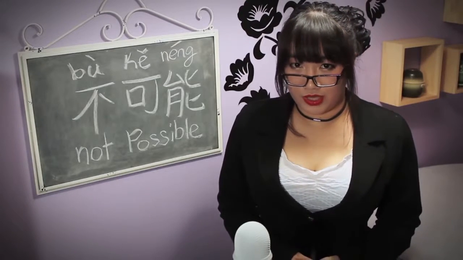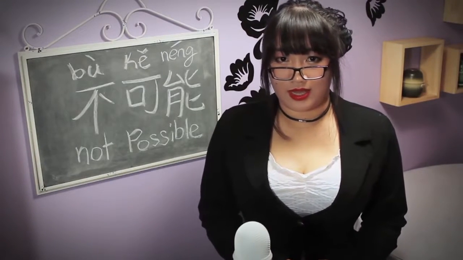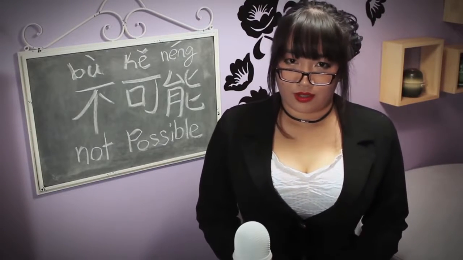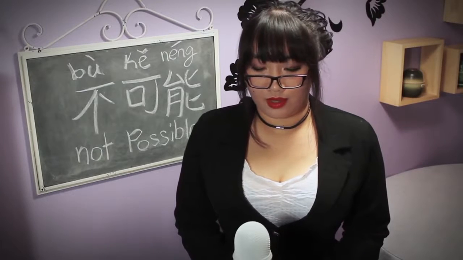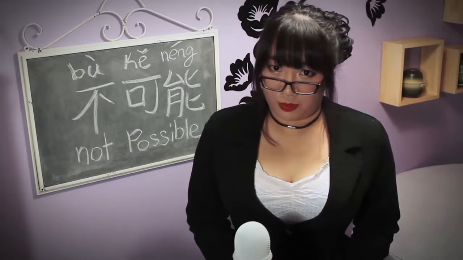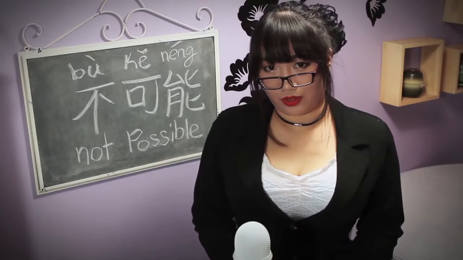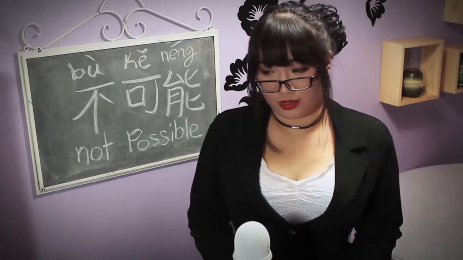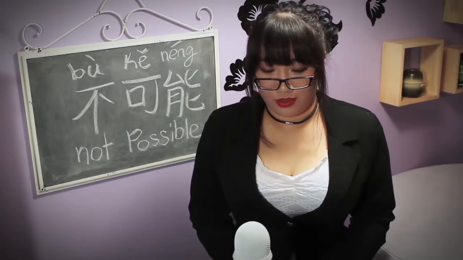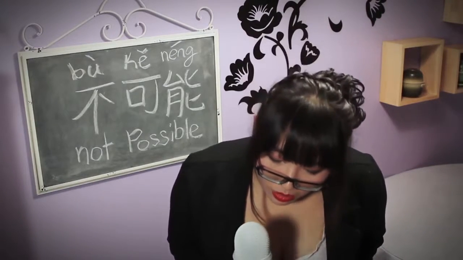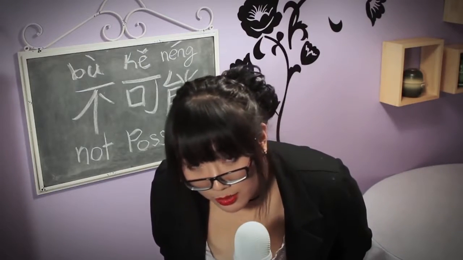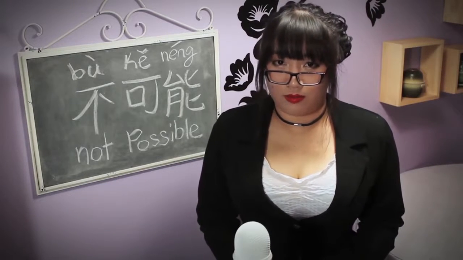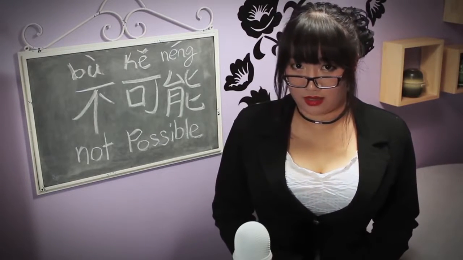Or you can use it in your own sentence, stating something is not possible. So, for example, you need to get to somewhere within half an hour, but the shortest time you can get there is, say, 45 minutes. You can say, 我不可能那么快到. I can't get there that fast. It's impossible for me to be there that fast.